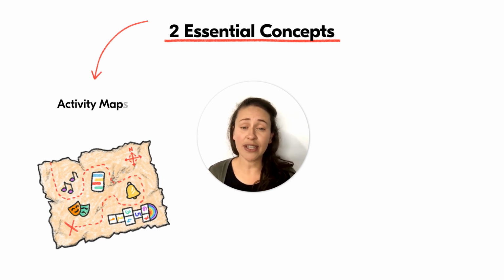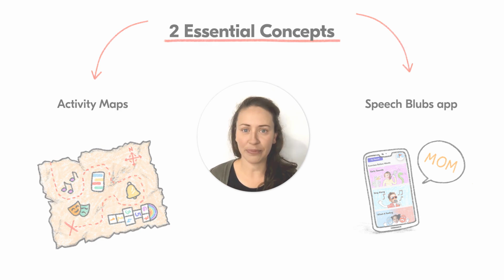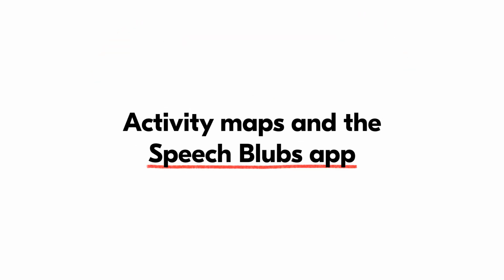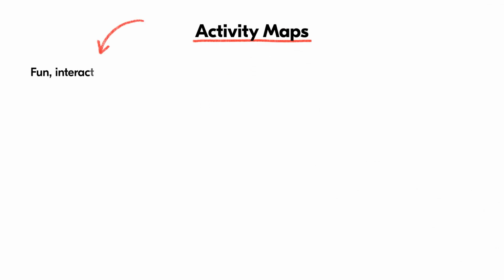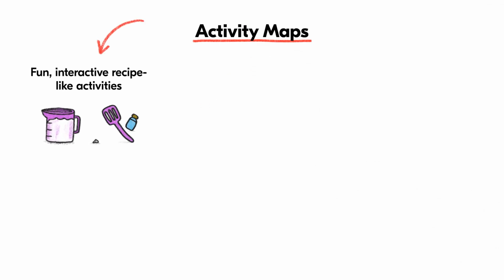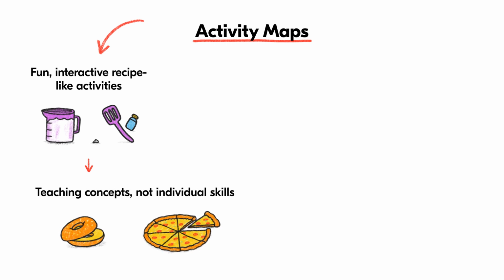These 2 are activity maps and the Speech Blubs app. Let's dive into what are activity maps and the Speech Blubs app. First, let me give you a little bit of background on both of these elements. Activity maps are fun, interactive, recipe-like activities created by our team at AIMS Global. One of our pillars at AIMS, from working with autistic adults and other neurodivergent individuals, is to focus on teaching concepts rather than teaching individual skills.